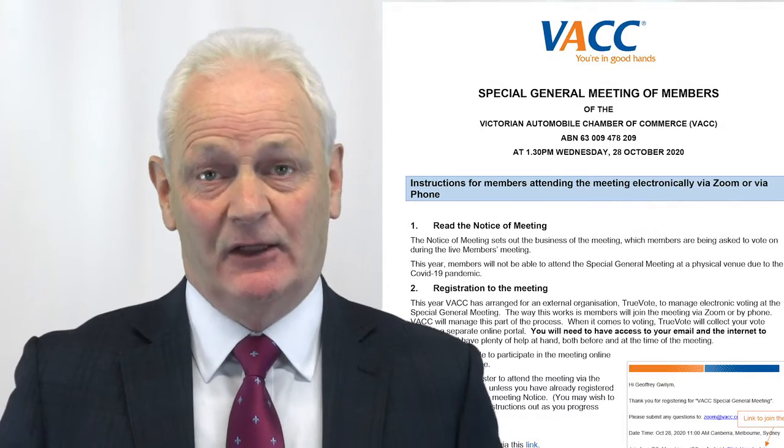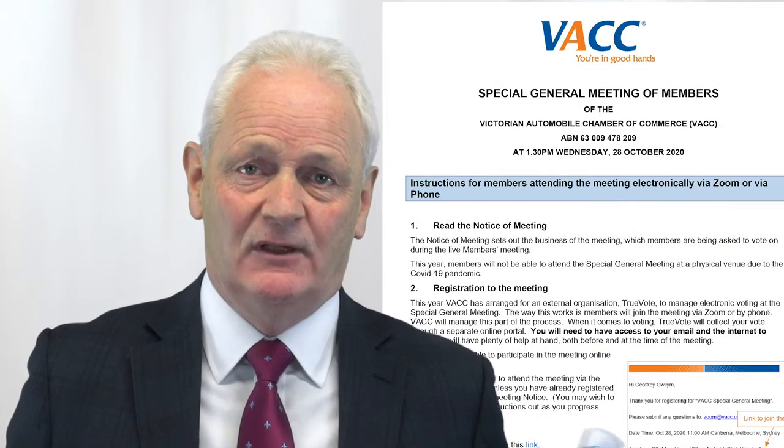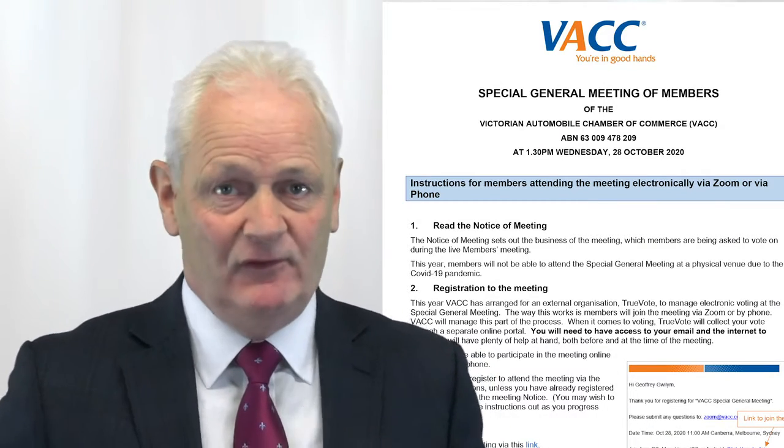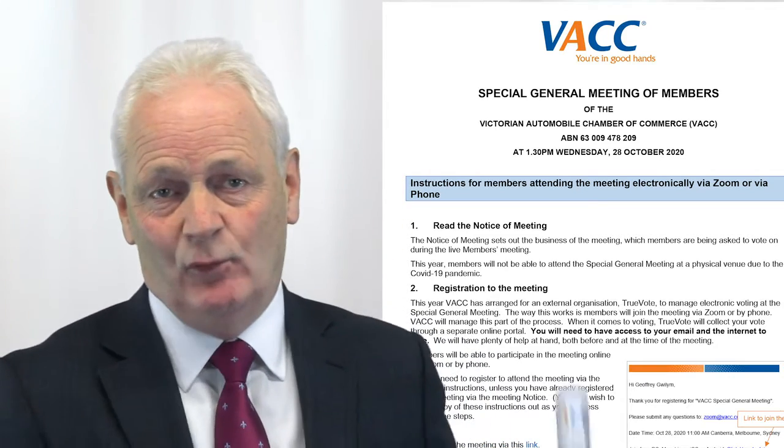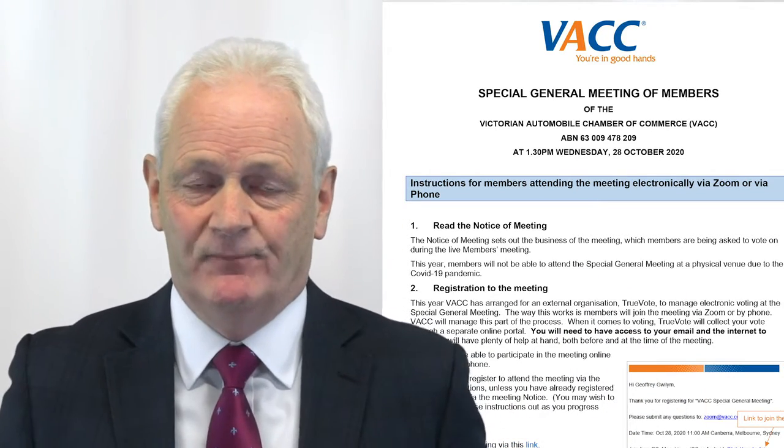On the 28th of October this year, we have a special general meeting to consider changes to the VACC Constitution, and this meeting will be fully online. So now I'm going to work through the instruction sheet that comes with the notice of the meeting that will help you connect to the meeting, and I'm going to point out some of the key prompts. You may want to print out the instruction sheet before you go any further, and it's available on the VACC website or via the bulletin that's been sent out.